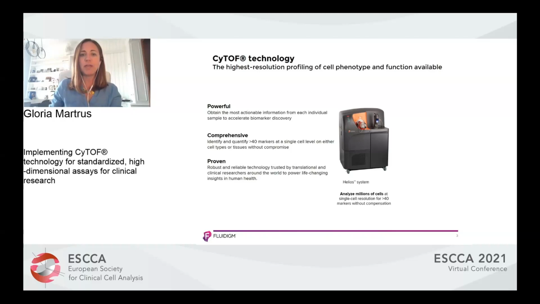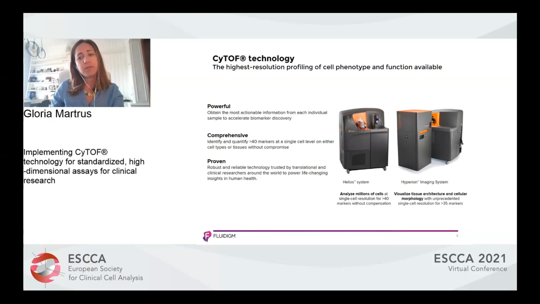So here is the Helios system. This is the machine that will allow you to analyze more than 40 markers without any compensation, which is something very powerful because you will be able to obtain all this information from one single tube. And it will also allow you to have a comprehensive idea of what happens in your cell without any compromise. You will not have to compromise any of your markers or any of your different cell types, because in one single tube, we will be able to measure all of that. It's a very proven technology because it has been chosen for a lot of different clinical trials and also used in basic research. I will explain a little bit more in detail later on.